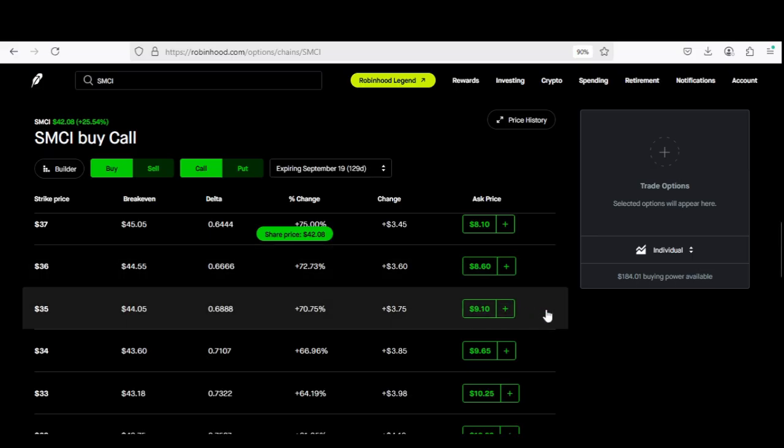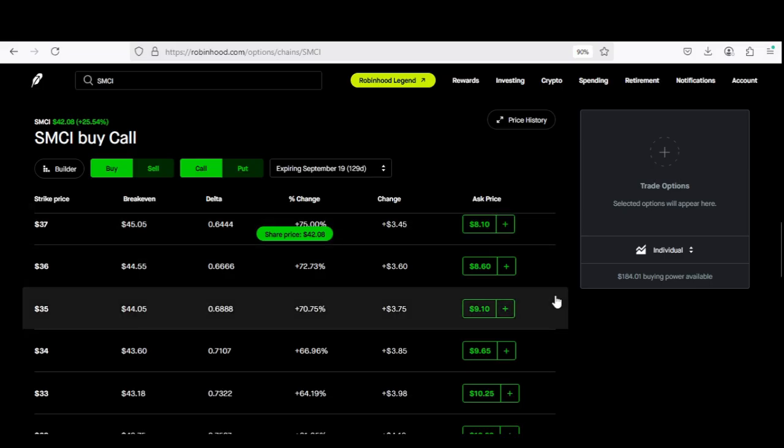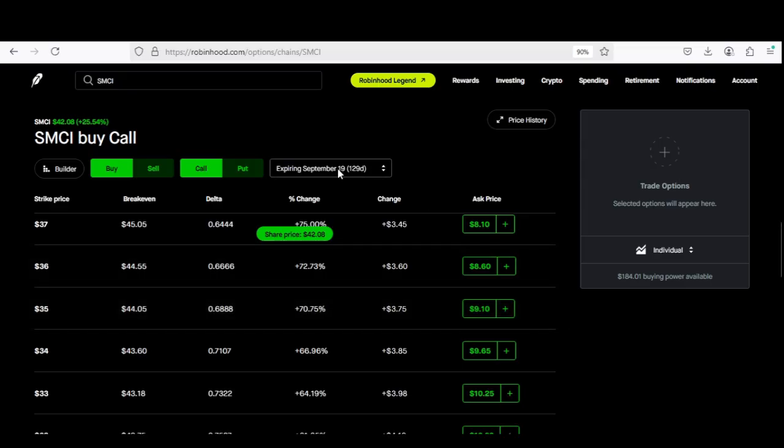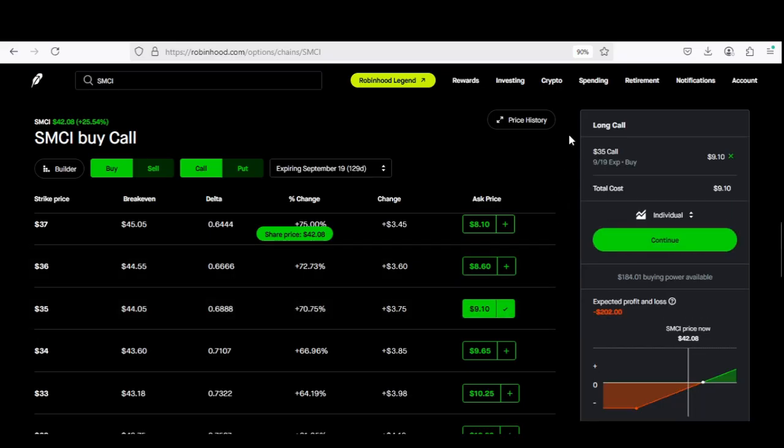Now, worst case scenario, SMCI decides to drop further than $35. Then we all know it's probably going to go to the very defined level of support, which is the $30 price. So even if that happens, you're still fine. But look at the bright side. You have way more upside than you do downside. So if I were to trade SMCI right now, I would be going with the September 19th expiration date. I'd be choosing the strike price of $35, and I'd be only paying $9.10. Now we're going to click into this, and this option strategy is none other than the long call option strategy. Now, what do you do when you have this option strategy in your portfolio?